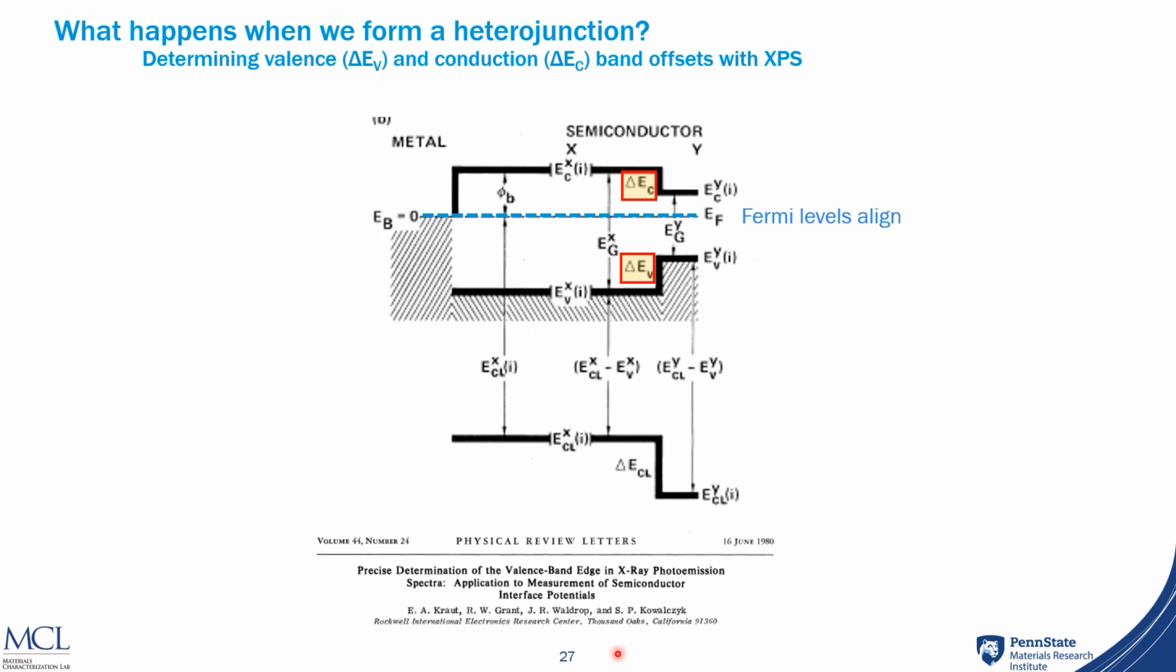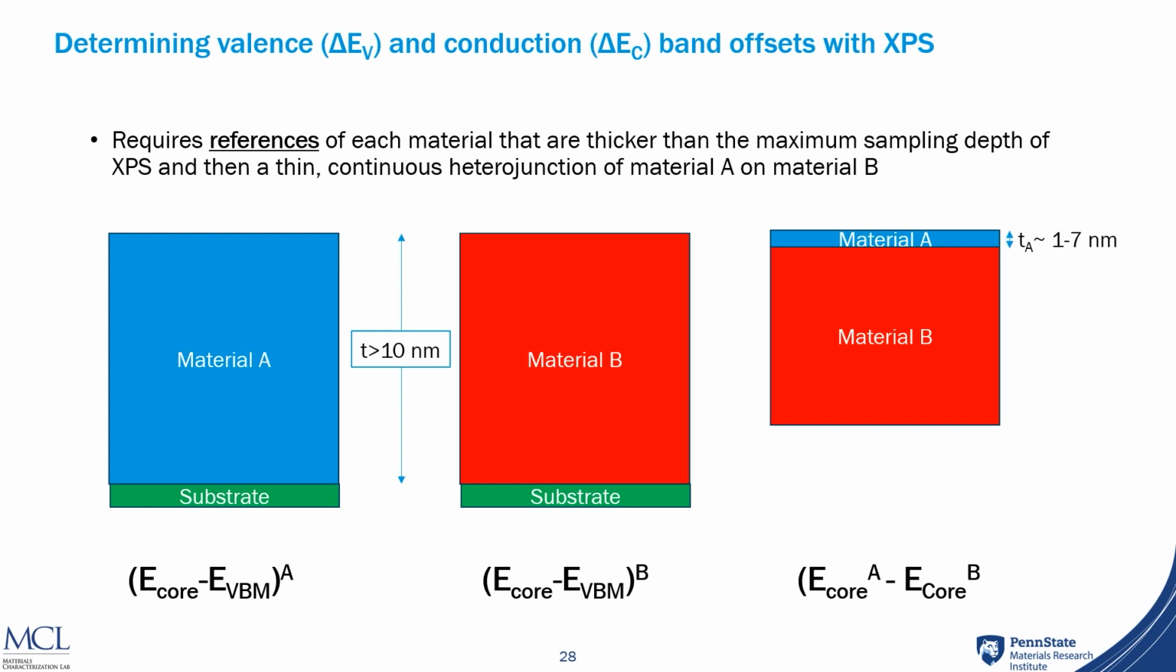What's shown here is a classic paper that went through how this was done with XPS. So let me quickly go over how we can measure these parameters using XPS on very specially designed samples. It's critical for the measurement that we have essentially a thick version of each of the two materials that are going to be on either side of that interface. For our purposes, thick means that they've got to be greater than at least 10 nanometers. That's the maximum limit of the sampling depth of XPS. So beyond 10 nanometers, we don't really care what's down below here.